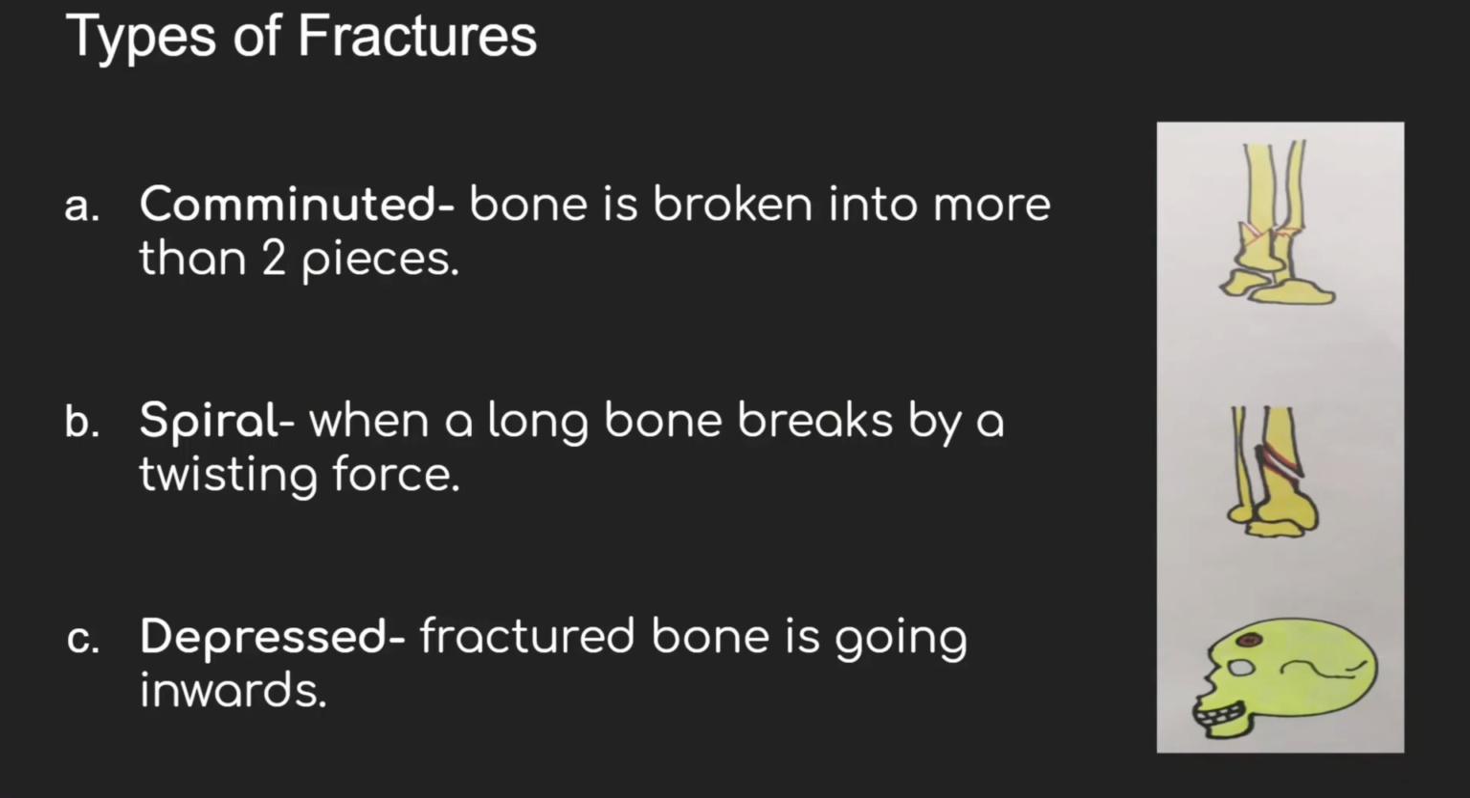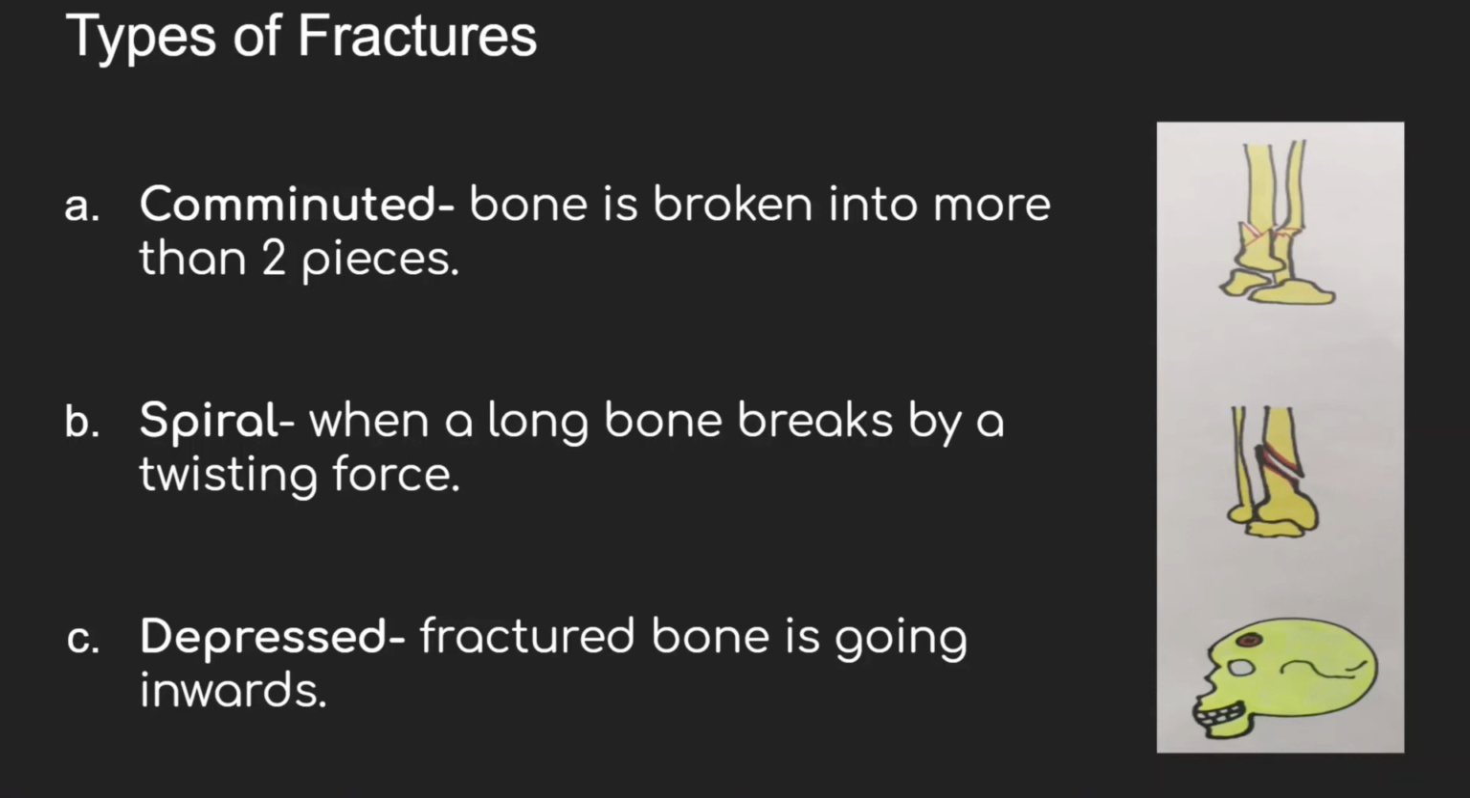We included several types of fractures that can be found in our Human Anatomy and Physiology textbook. The first one is comminuted, the breaking of a bone into 3 or more fragments caused by a high-impact trauma, and then spiral, which is a type of complete fracture, when a long bone is broken by rotational or a twisting force, most common in athletes, and then depressed.